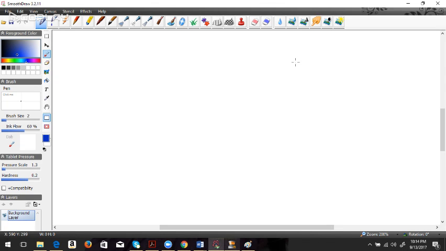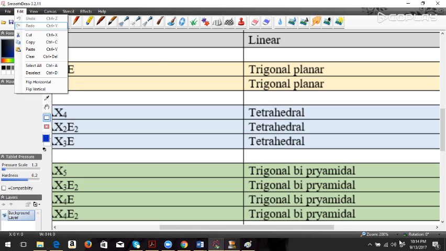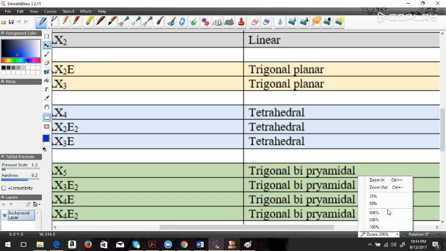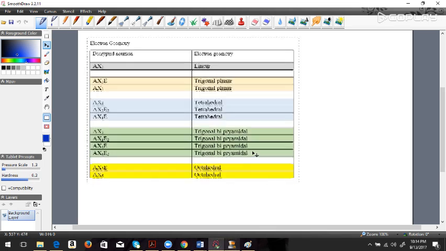Welcome back. We're going to continue our discussion on electron pair geometry, but before that I would like to bring this table in. Okay. As we work our molecules.